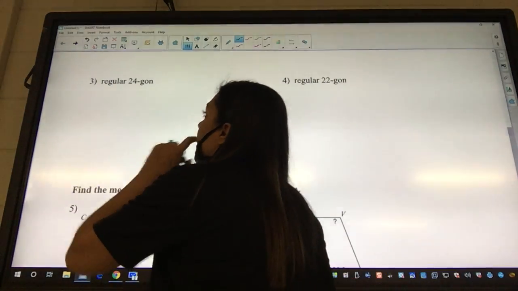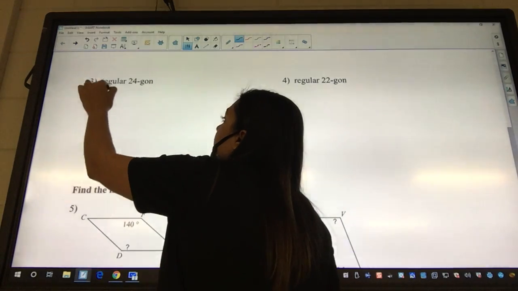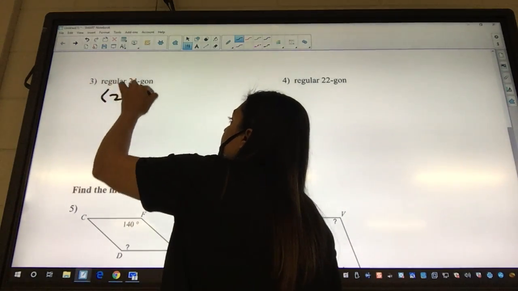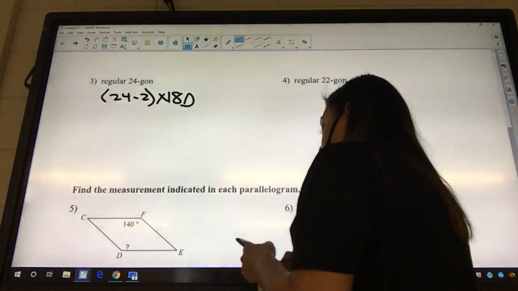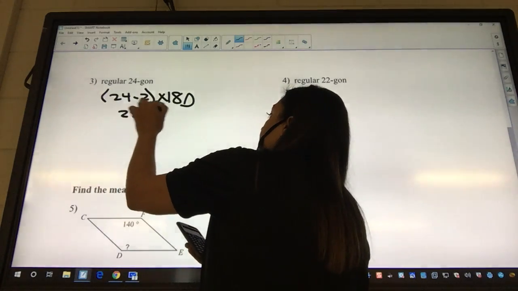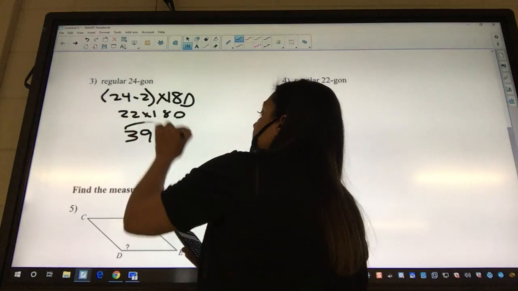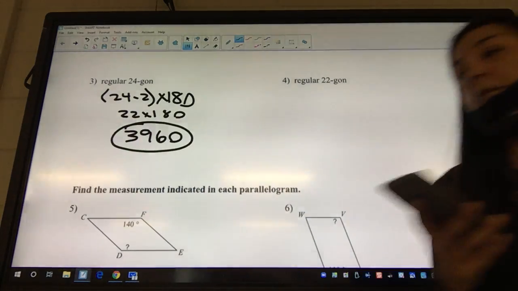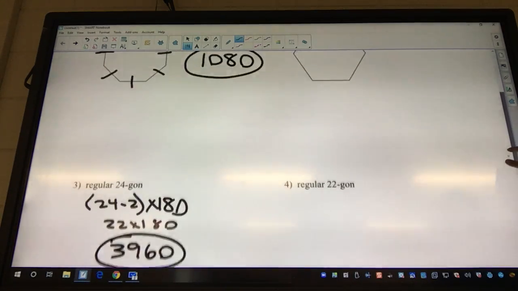So the temperature's going to go up, and then it's going to be god awful hot, and it's just back and forth. Okay, so this one says regular 24-gon. So it's going to be 24 minus 2 times 180. Okay, so what's 24 minus 2? 22. 22 times 180. And so you're going to get 3960. Um, 1080, yeah, 1080.